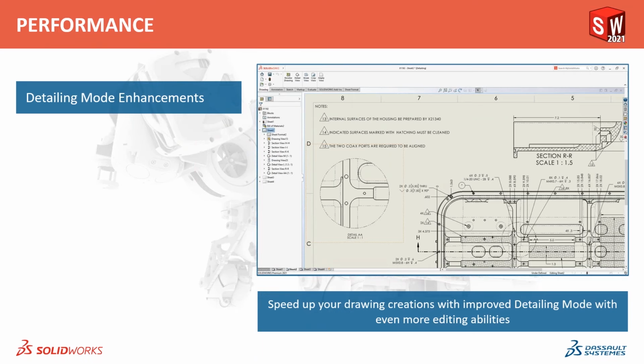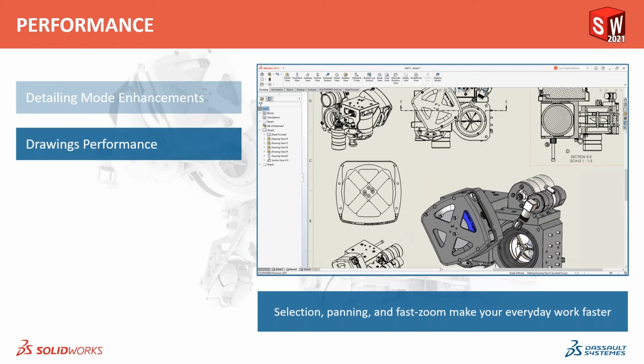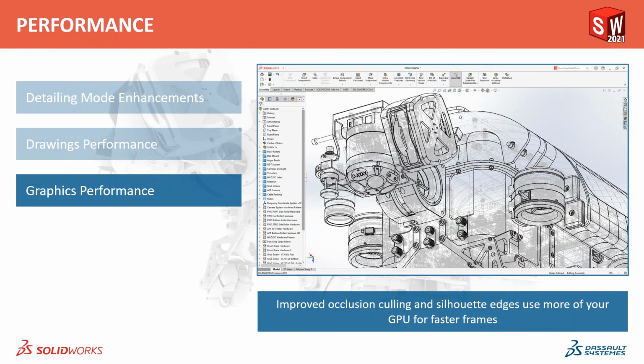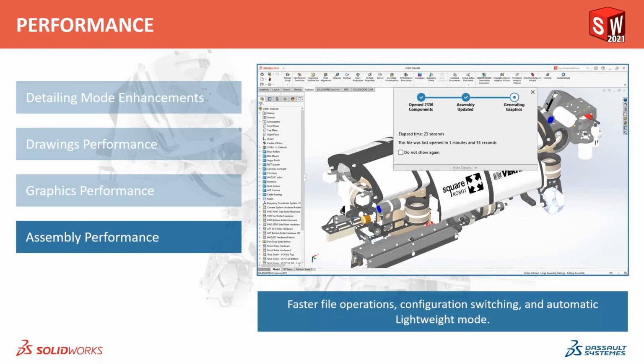Detailing mode enhancements allow for faster drawing creation with this mode enabling even more editing abilities. Regarding drawing performance, scanning, panning, and zooming are now faster, ensuring a more efficient workflow. For graphics performance, this new release sees improved occlusion culling and silhouette edges, relying more on your GPUs for faster frames. In assembly performance, faster operations, configuration switching, and automatic lightweight mode resolving will definitely all help you with the most complex assemblies.